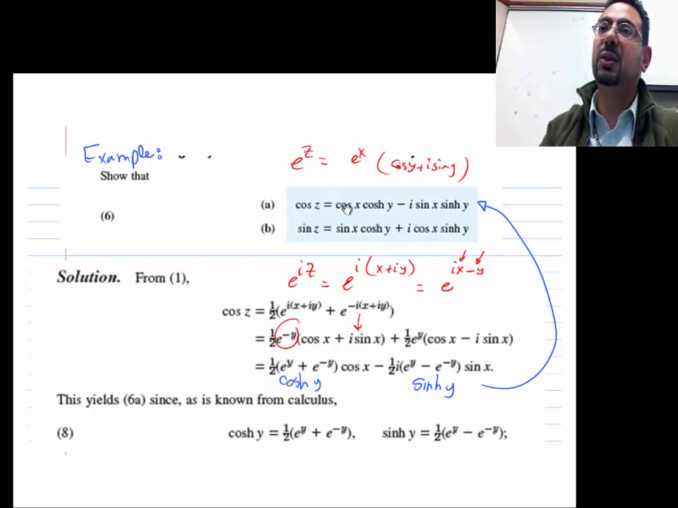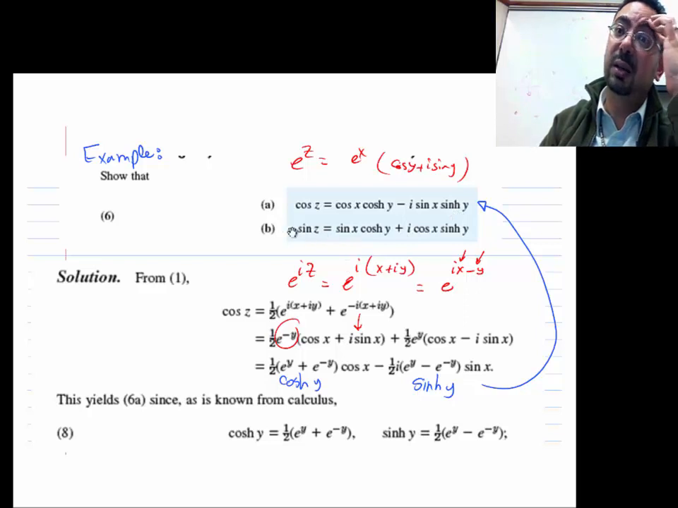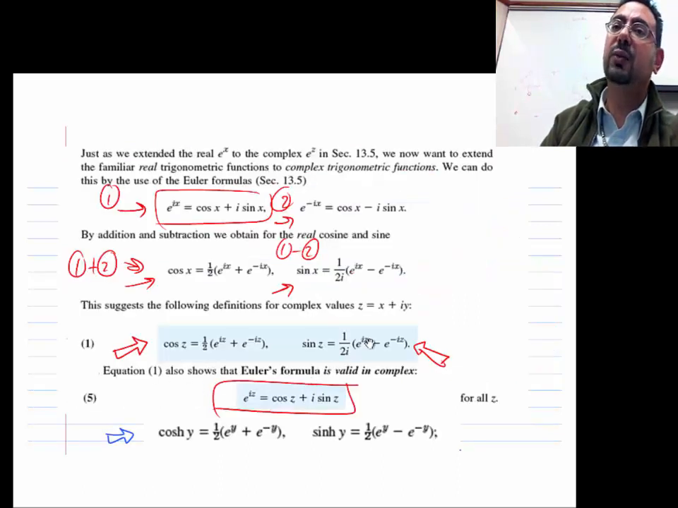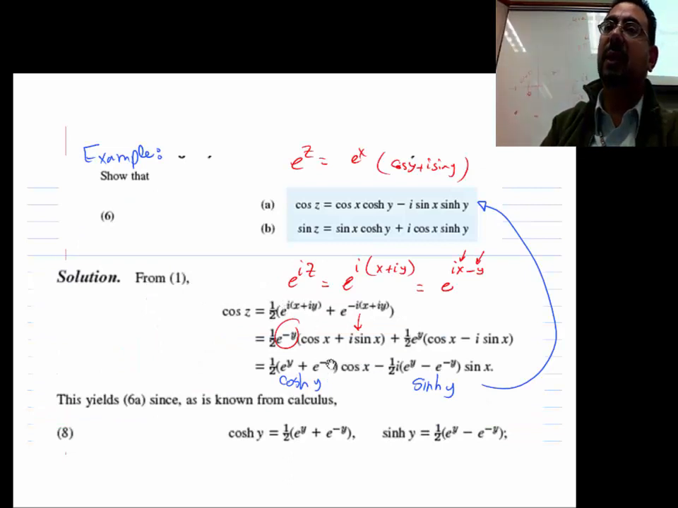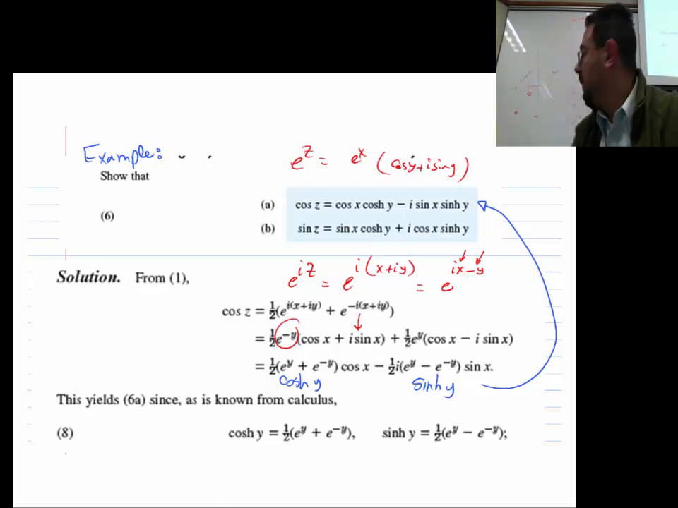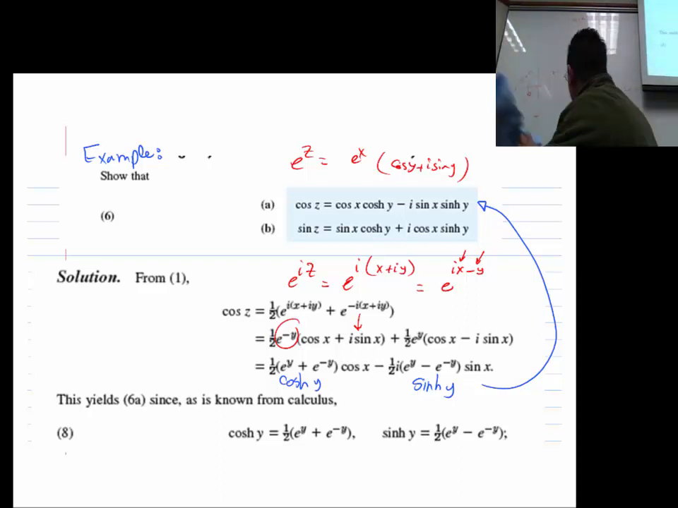So cosine z is cosine x cosine y minus i sine x sine y, and the same procedure you can prove this guy by starting with sine z and plugging in this formula over here and turning the z into x plus iy and x plus iy, multiply the i, get real and imaginary, break the e to the power i into cosine and sine, and you will get it.